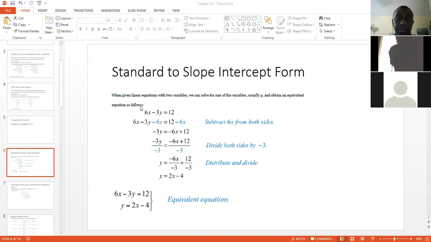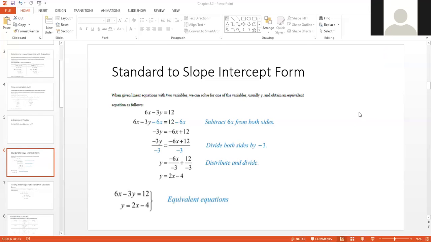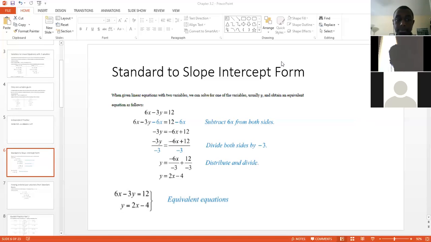So this is how you convert from standard form to slope-intercept form. We're going to use this whenever we're finding solutions from standard form. This part makes sense because we're going to be using this later. Good. Okay.